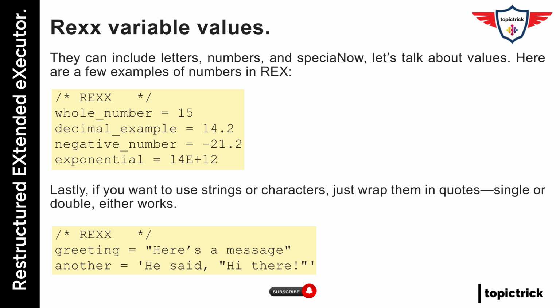Lastly, if you want to use strings or characters, just wrap them in quotes. Single or double, either works. Want a quote inside your text? Just double it up or mix the types. Like this: greeting = "here's a message", another = 'he said, "hi there"'.